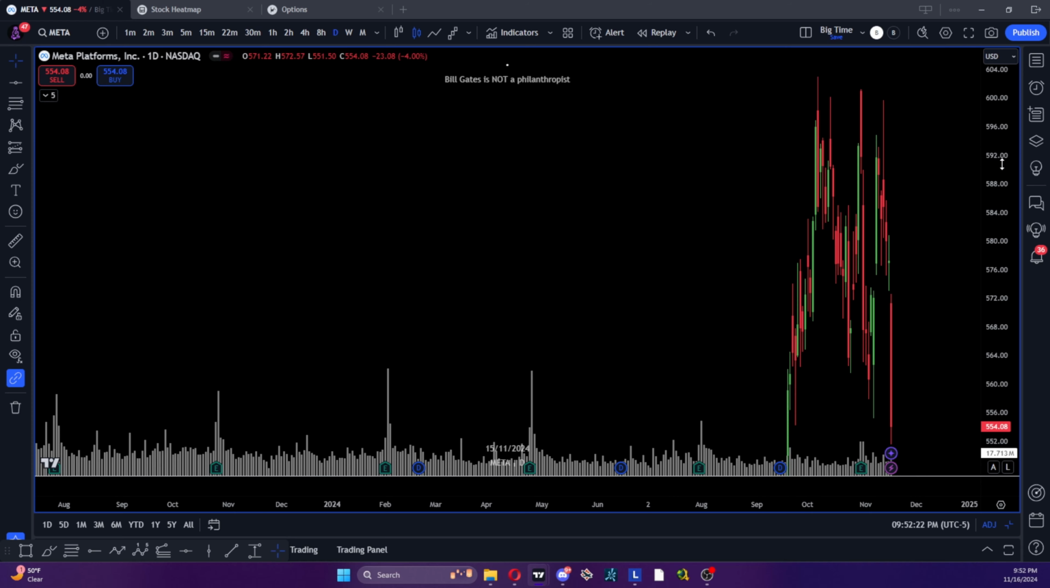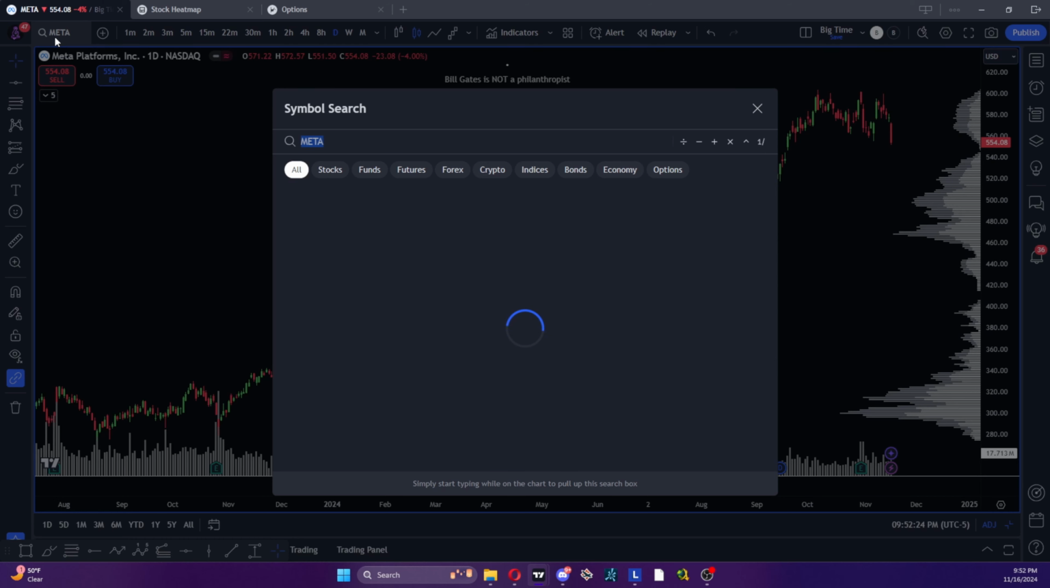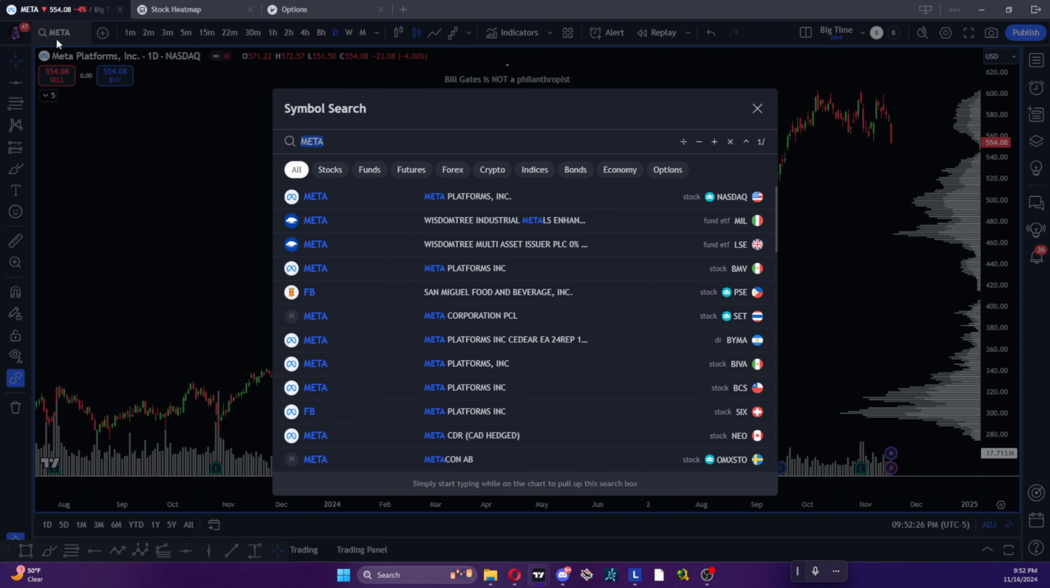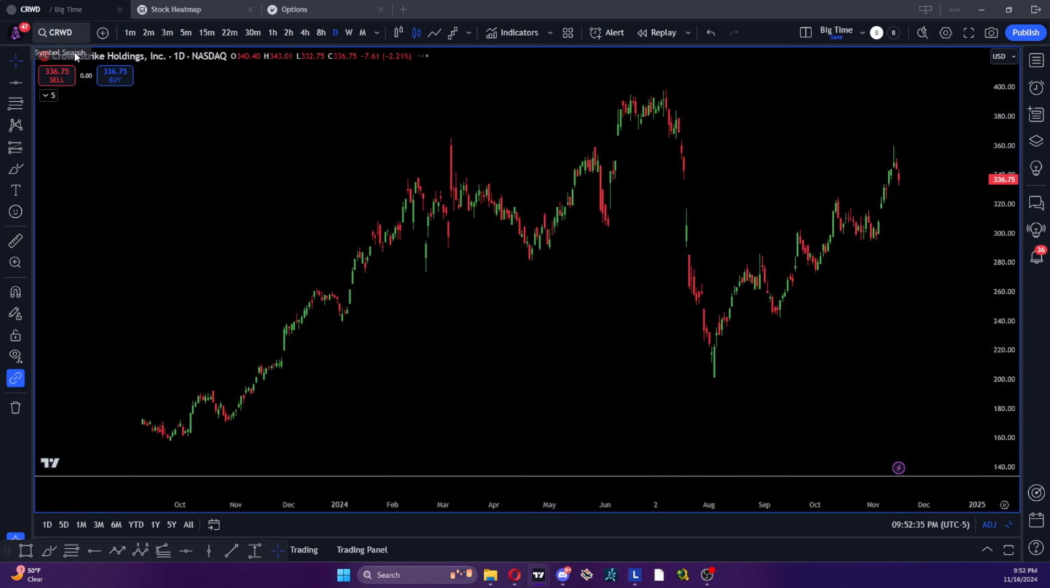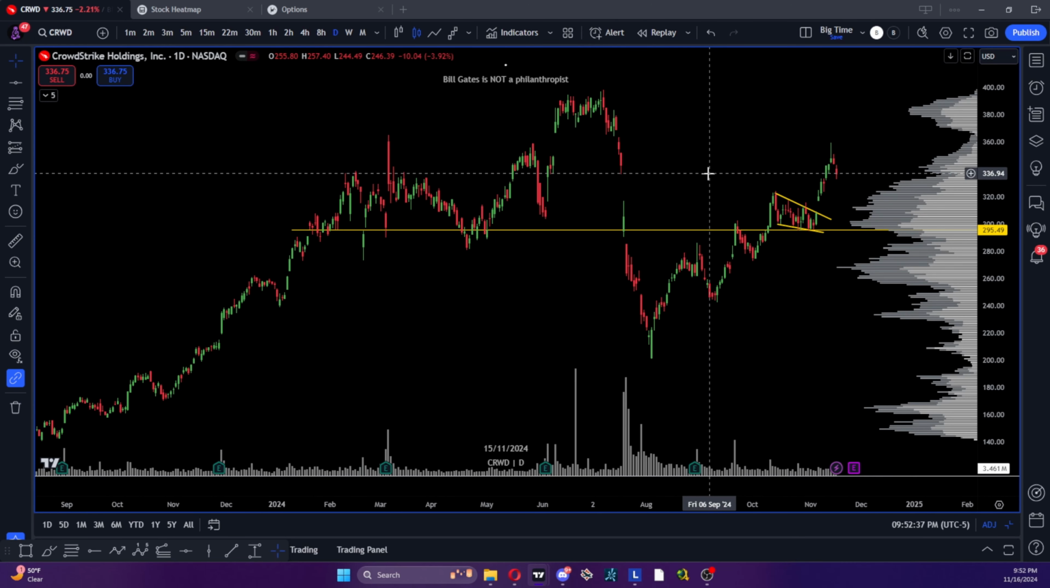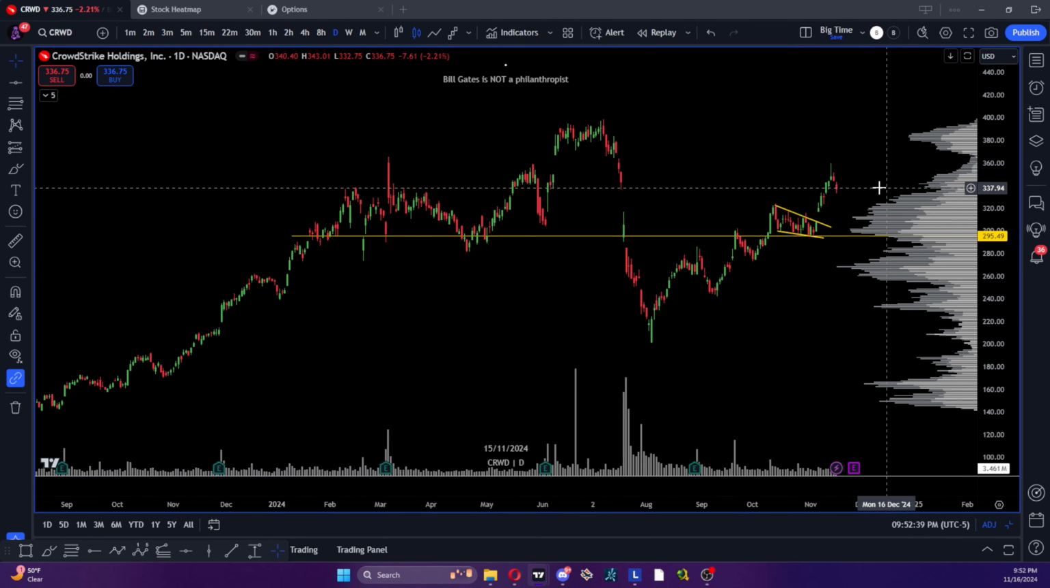I was gonna say if you could use something other than Meta, because Meta has such a clean volume gap there. Sure, what do you want me to use? Anything else. CrowdStrike, CRWD. CrowdStrike. Okay, all right, cool. Thank you, JP. You're welcome.